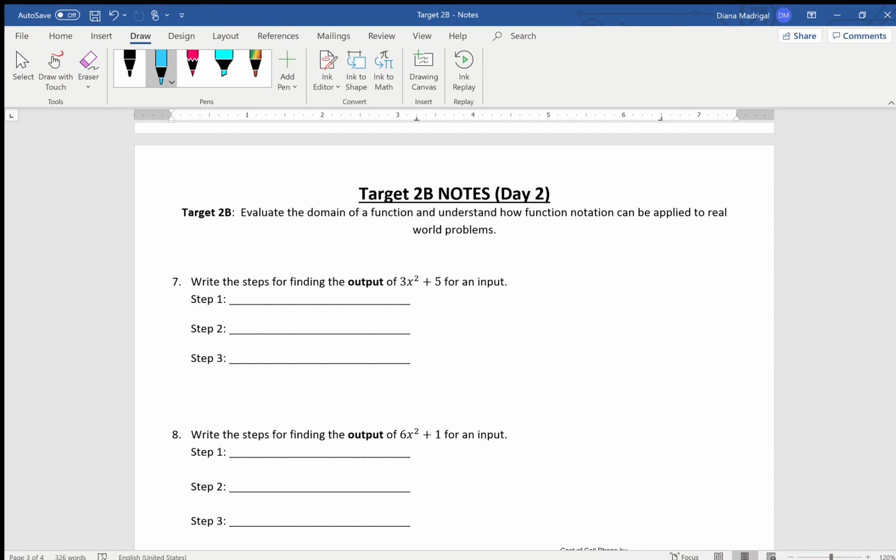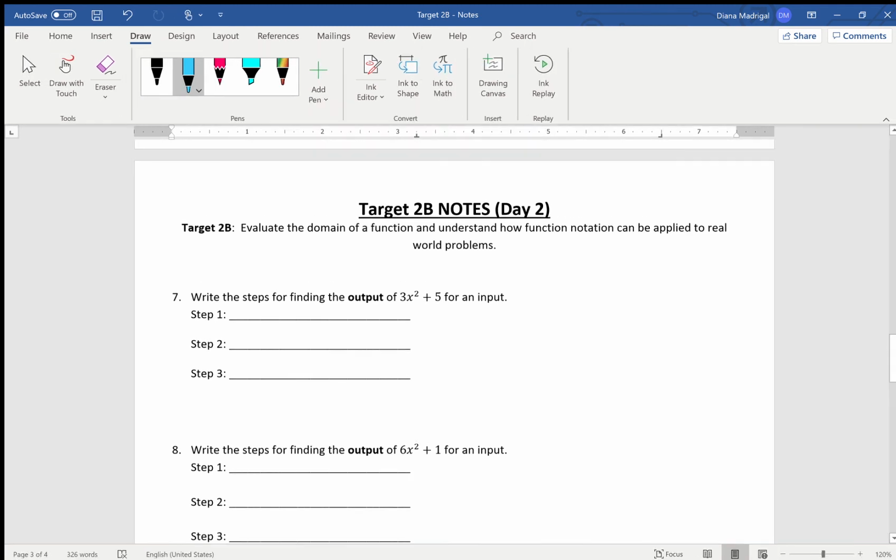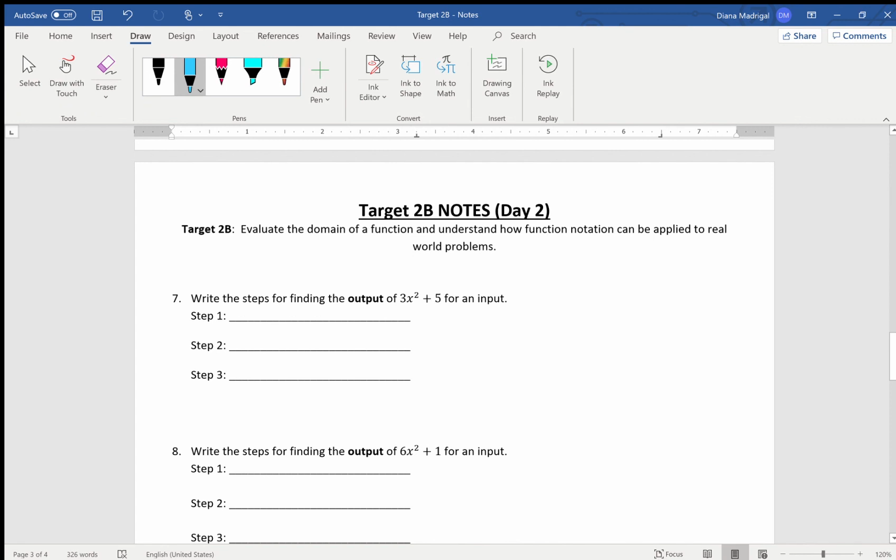All right, and then we are moving to target B notes day 2. So we're not done with B notes. Yeah, we wish we were done, right? But we got one more day of notes for target B.